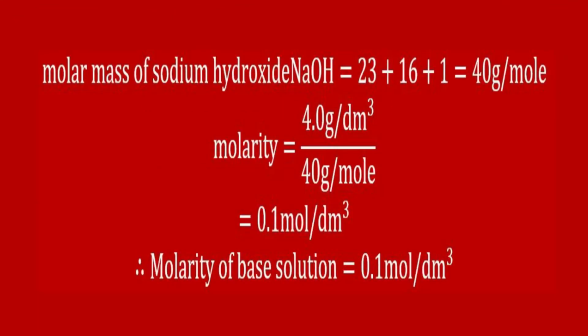The molar mass of sodium hydroxide is 40 gram per mole. According to the formula, molarity is concentration over molar mass, so the molarity of base is 4 gram per decimeter cube divided by 40 gram per mole. So the molarity of base is 0.1 mole per decimeter cube. So that is the first procedure.